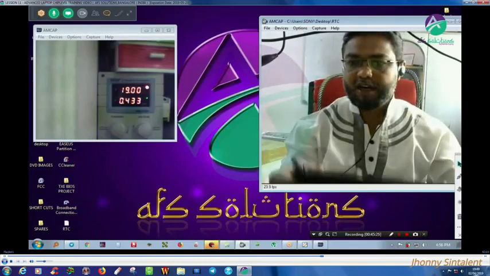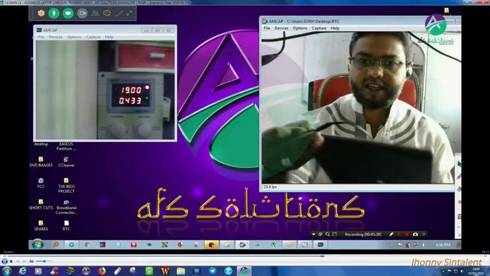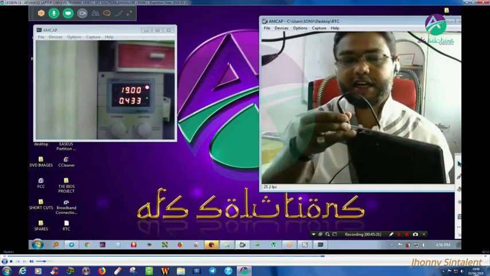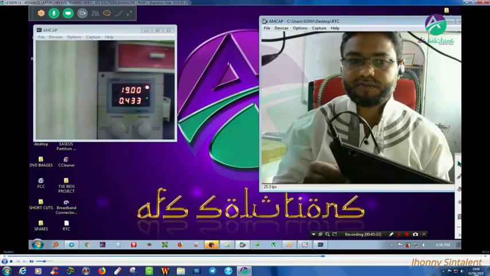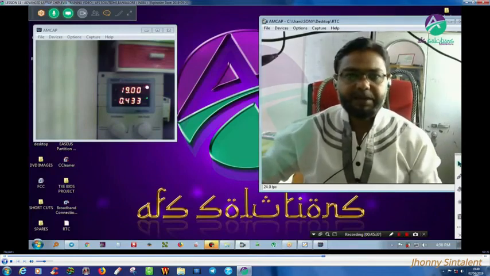You can see one red light has come. When I connect the DC jack, one red light has come. See the ampere there. Let me show you the ampere.